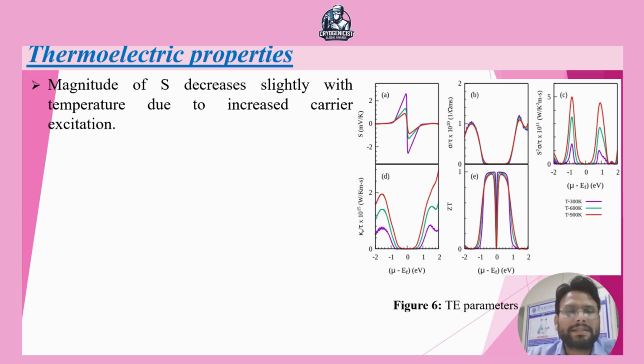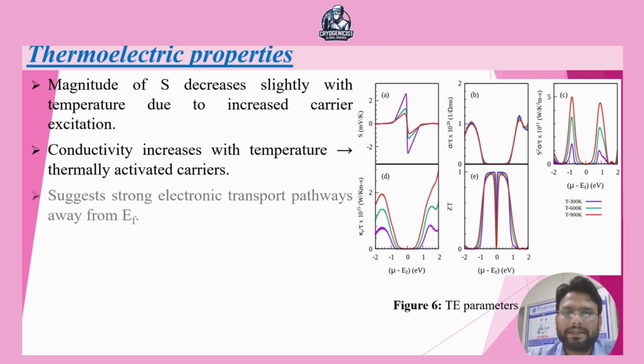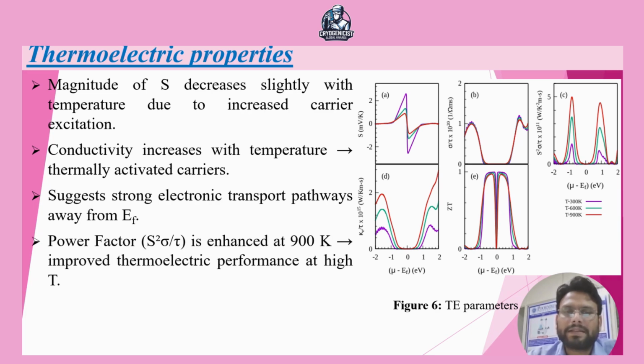So the magnitude of S decreases slightly with temperature due to increased carrier excitations. Conductivity increases with temperature, which shows thermally activated carriers. It suggests strong electronic transport pathways away from the Fermi energy. Power factor is enhanced at 900 Kelvin. You can see that the highest peak is for red color in power factor, and this red curve represents the temperature 900 Kelvin. So we can see power factor is highest for higher temperatures, which shows improved thermoelectric performance at higher temperatures, right?